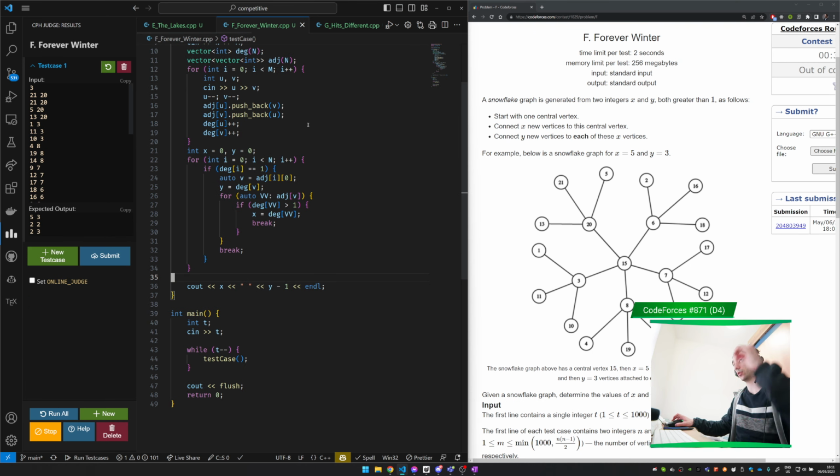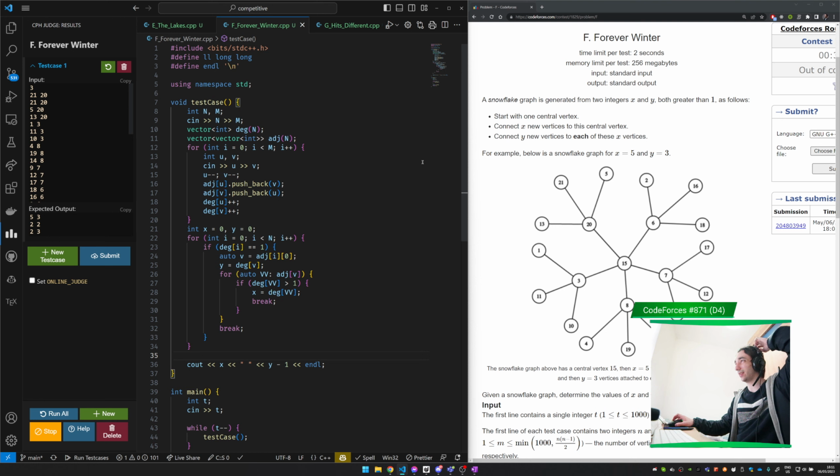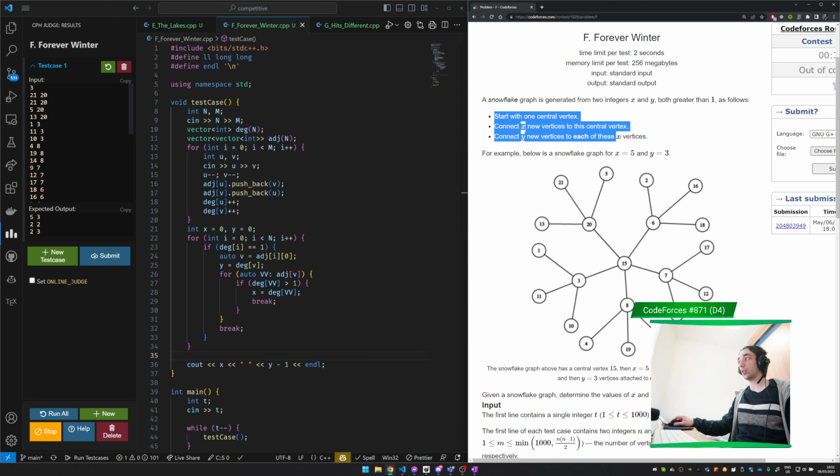F is also, I don't know, this problem could have been a lot harder. If the graph wasn't just connect x new vertices to the central and connect y new vertices to each of the x vertices, and instead you could do this operation as many times as possible, this could have been a better problem, I would say. Then the problem would be a lot harder.